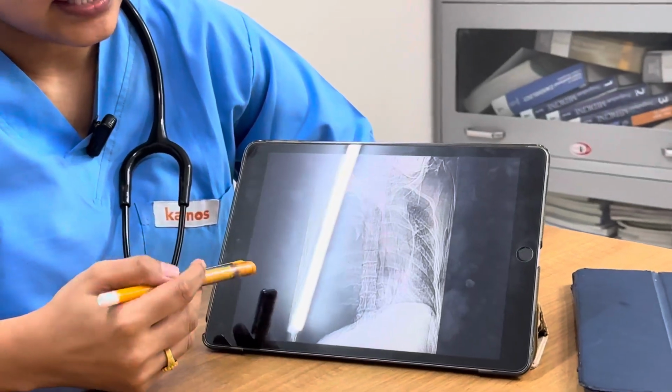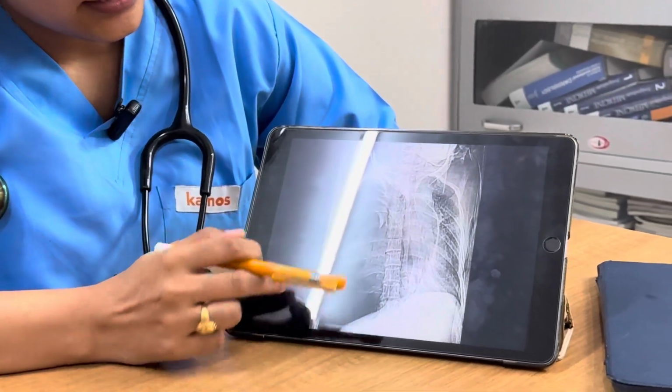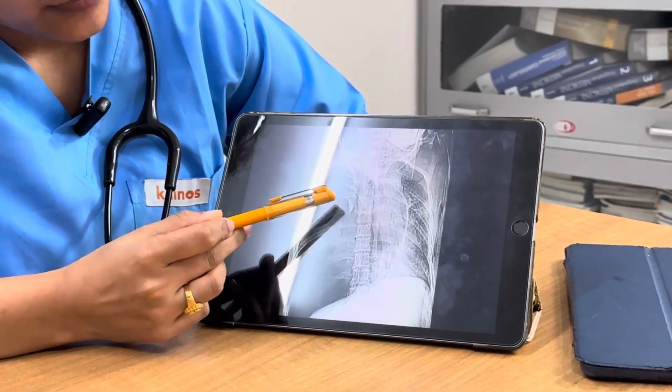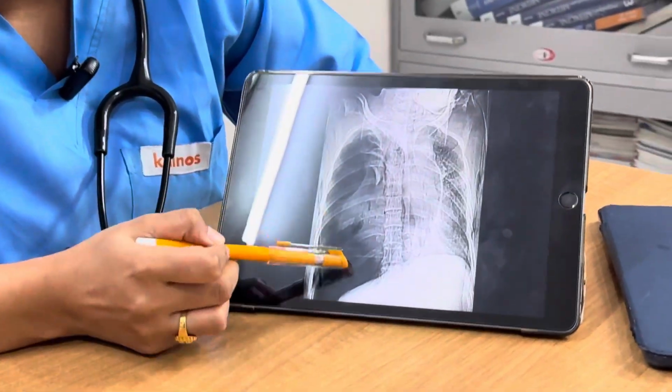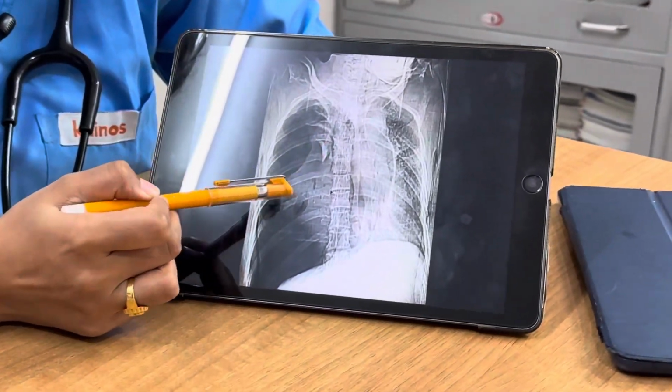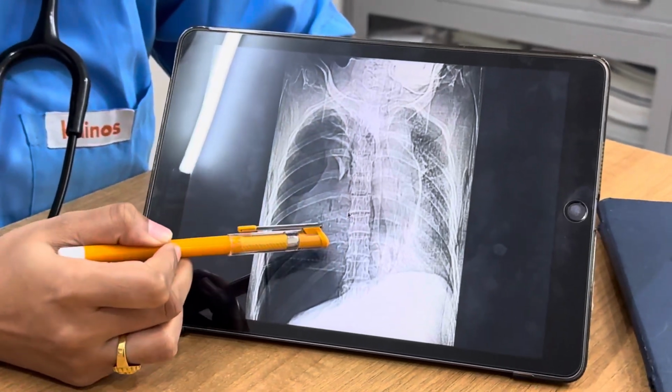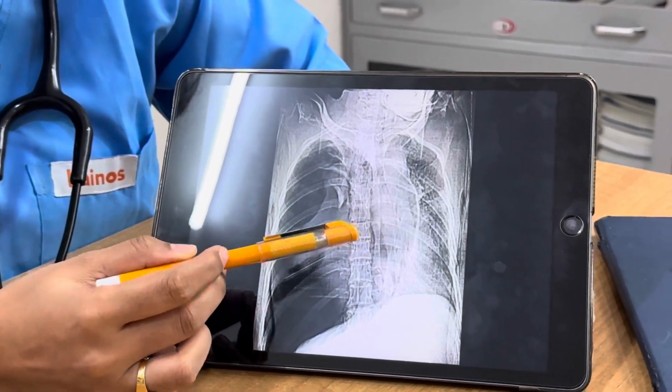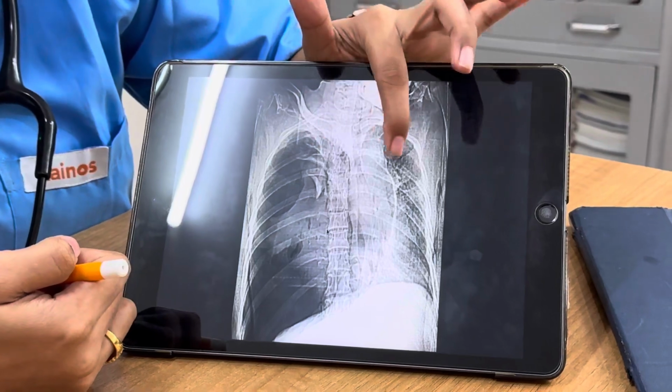Just have a look at the X-ray of the chest. This is a chest X-ray showing a massive pneumothorax. You can see this on the right side. Only a small part of the right lung is not collapsed, and there is a shift of the mediastinum towards the left side.